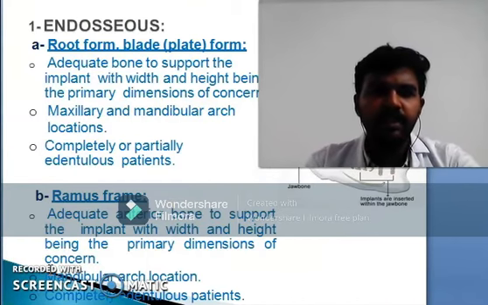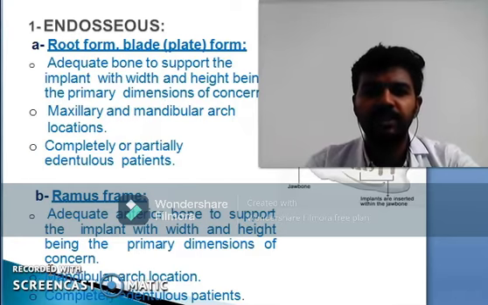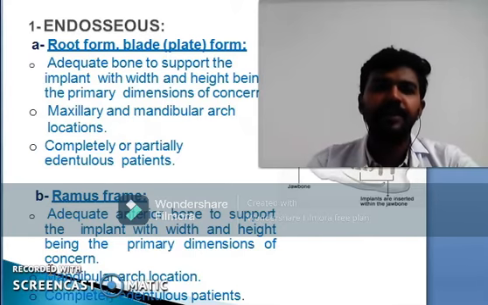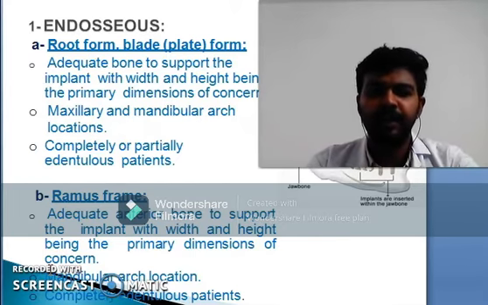Endosseous implants: adequate bone to support the implant, with width and height being the primary dimensions of concern. Maxillary and mandibular arch locations, complete or partially edentulous patients. Ramus frame: adequate posterior bone to support the implant with width and height being primary dimensions of concern. Mandibular arch locations can be used. Completely edentulous patients.